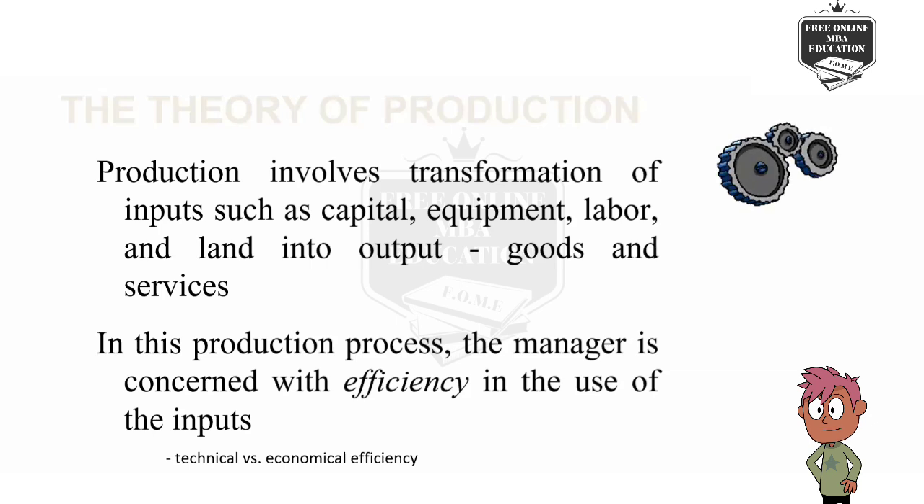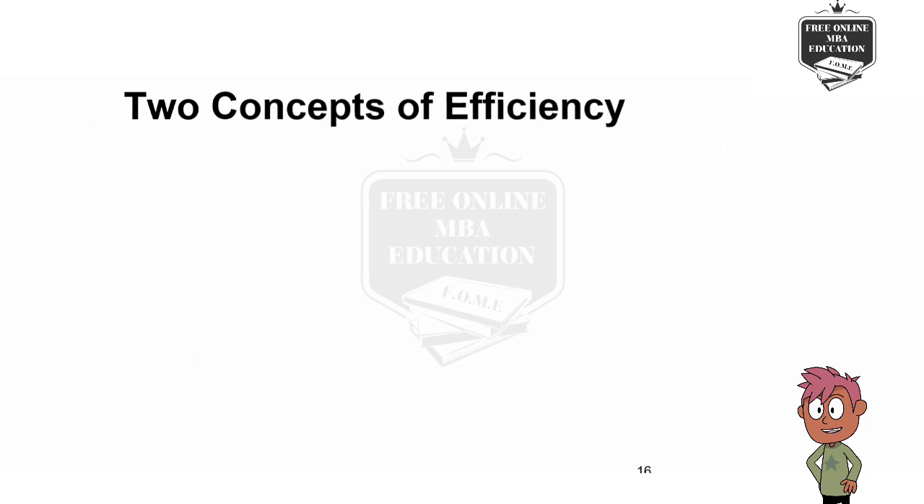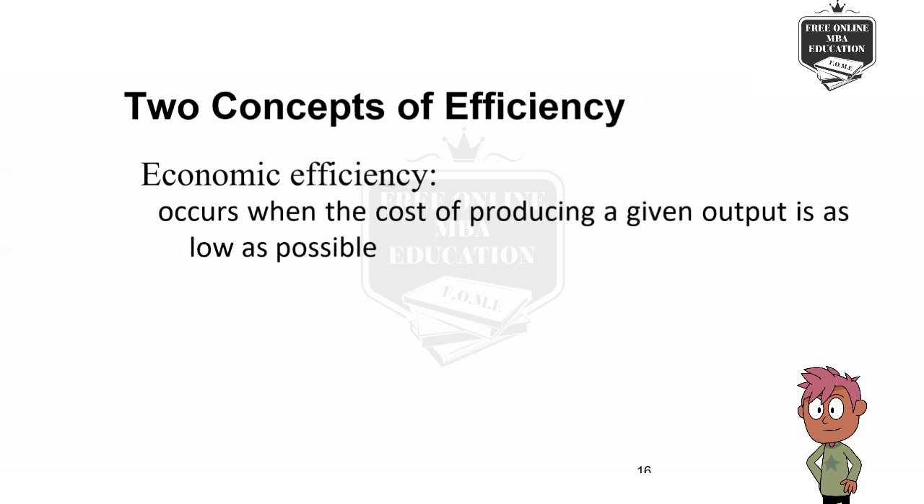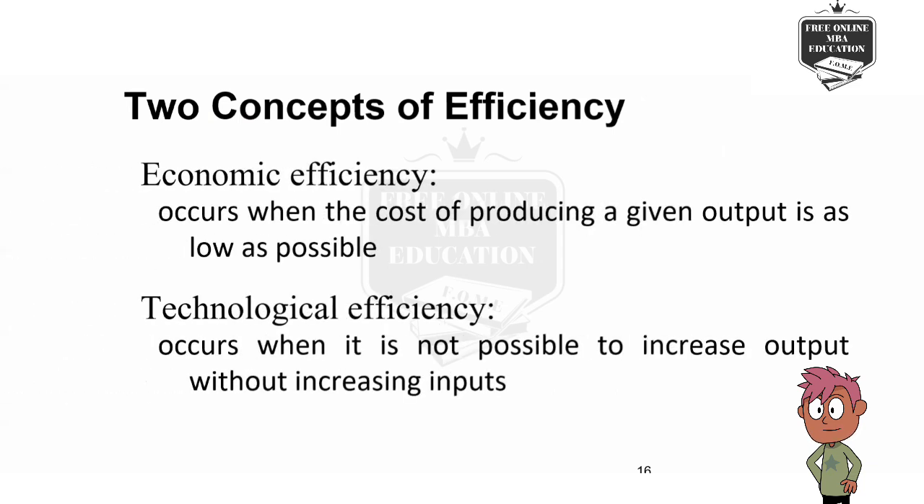So your technical and economical efficiency can also vary at the same point of time. Now, there are two concepts to efficiency. One is economic, the second is technological. Now, economic efficiency occurs when the cost of producing a given output is kept as low as possible, right?